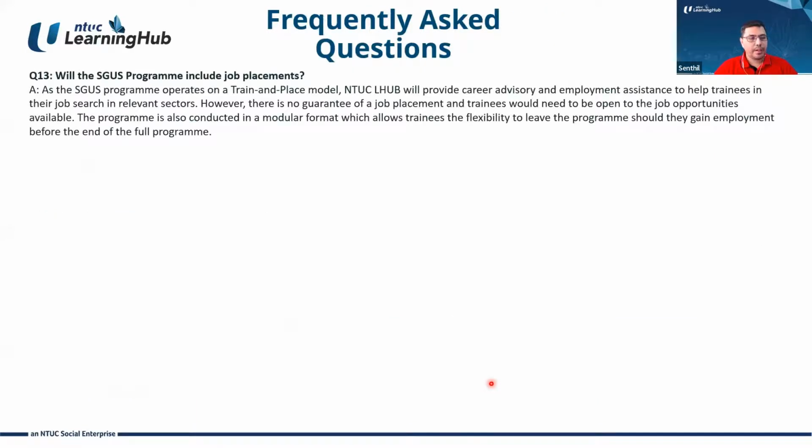Okay. Will the SGUS program include job placements? While the SGUS program operates on a train and place model, that means we train you first, and then we will help you to find a job. And I shared before, we provide a lot of value-added services like the professional photo taking, helping you to rewrite and polish your CV, cover letter, and LinkedIn profile. I shared about the matchmaking platform that we have built, to matchmake employers and candidates.